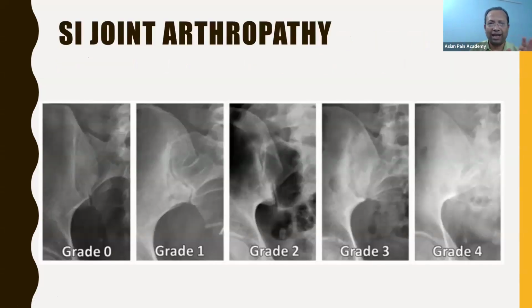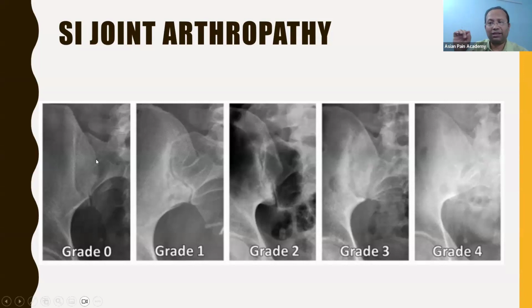So today I will talk about SI joint arthropathy. SI joint is also a common pain generator. When we see an X-ray, we want to see the bony margins of a joint, whether they look normal or not. The margin can be eroded, can have osteophytes. So erosion and osteophytes are mainly what we see in the X-ray in the margins.